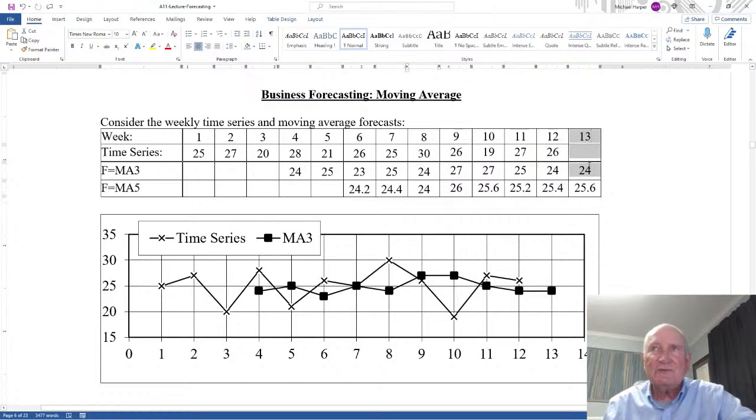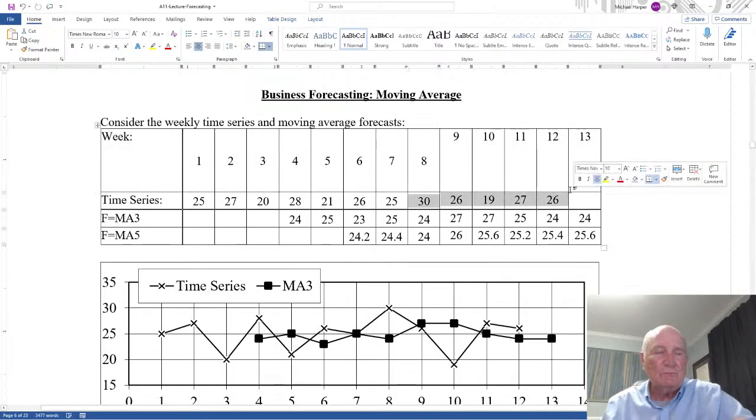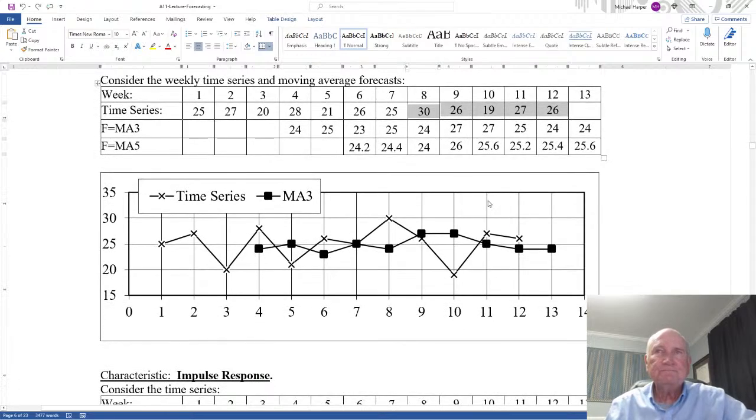So the forecast for time period 13 is the average of the last 3 values for an MA3. For an MA5, it's the average of the last 5 values. And we saw that before. So down here I plot it. The x's here represent my time series, and the solid squares represent my moving average forecast.